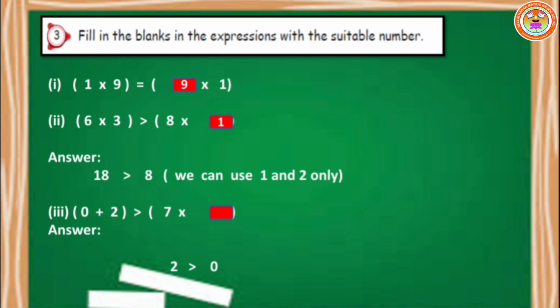See the third problem. 0 plus 2 greater than 7 into that empty box. So what number has to come in that box? 0 plus 2, we know any number added with 0, we will get the same number. So 0 plus 2 is 2. It's greater than, what is multiplied with 7? We will get a value lesser than 2, obviously 0 only. So any number multiplied by 0, we will get 0. So 2 is greater than 0. Is it clear?